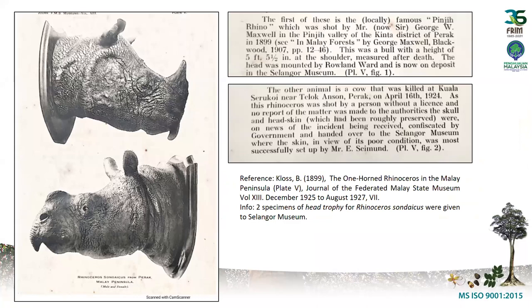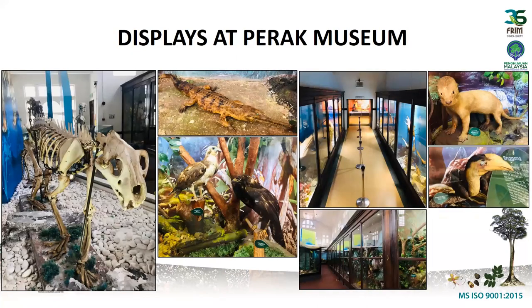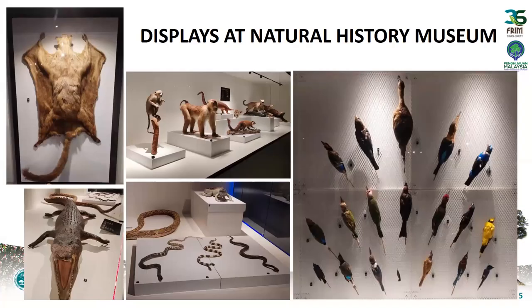So these are some examples, the one horn rhinoceros in the Malay Peninsula. If you look at this paper, it is from 1899. And some of the info we have gathered, the 2 specimens of head trophy of this rhinoceros were given to Selangor Museum. This is the display at Perak Museum. Very interesting, very nice, for awareness, to bring kids and so on.